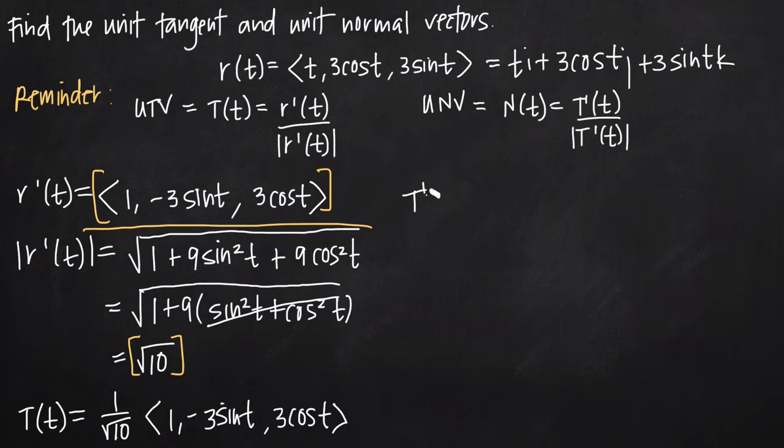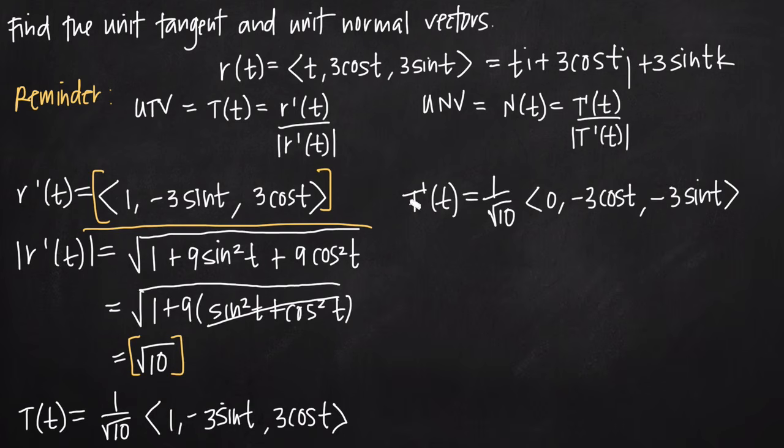So we'll say capital T prime of t is going to be equal to the 1 over square root 10 is going to stay out in front here. Now we just need to take the derivative of each of these components. So the derivative of 1 is 0. The derivative of negative 3 sine t, well, we know the derivative of sine of t is cosine of t. So the negative 3 is going to stay and we're just left with negative 3 cosine t. Now here the derivative of cosine t is negative sine of t. So we end up with negative 3 sine of t, and that is the derivative of our unit tangent vector, capital T prime of t.